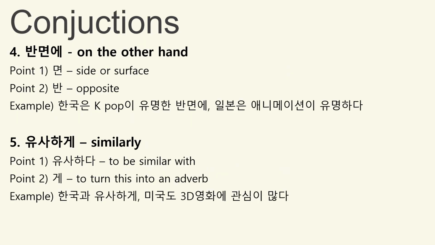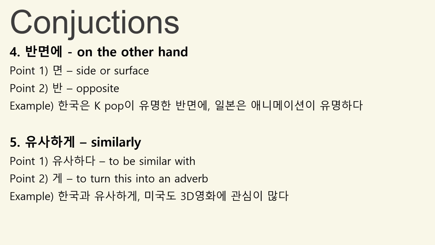Let's move on to some conjunctions we can use. These can help things flow smoother both in our writing and our speaking. 반면에, on the other hand. 반면에. 면 generally means side or surface both literally and metaphorically. 반 means opposite, so we can see how this meaning is created.